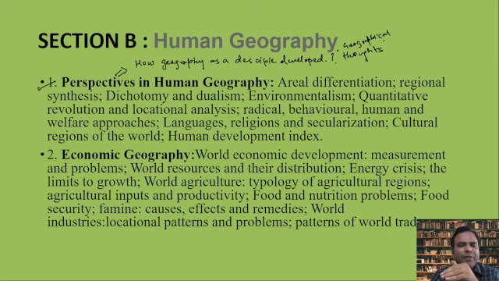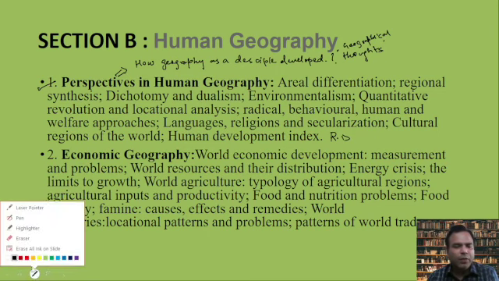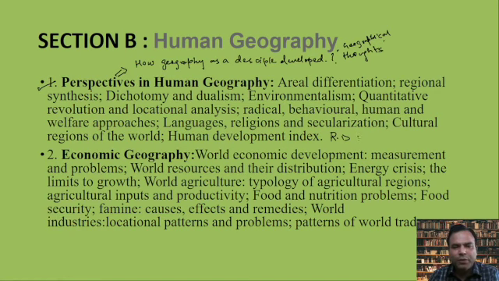Now, from where can we read perspectives in human geography for the optional? What are the sources? Two books: R.D. Dixit, that's important, and the second is Sudipto Adhikari. You can refer to these textbooks. Very important, read them.